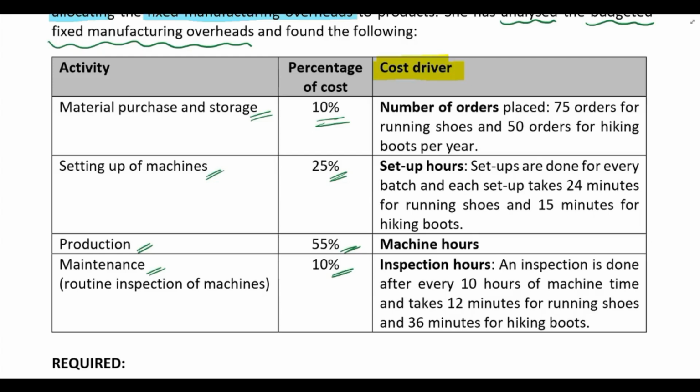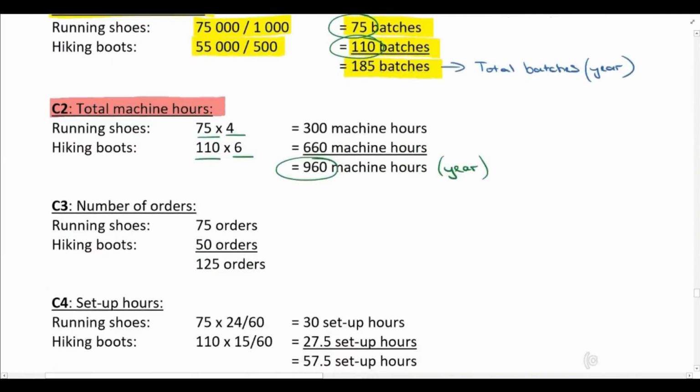And she believes that for material purchase and storage, an appropriate cost driver is the number of orders placed. So she says we have 75 orders for the running shoes and 50 orders for the hiking boots per year. So again, guys, we can already do a calculation over here. We can already calculate the total number of orders. So for the number of orders, 75 orders of running shoes and 50 orders of hiking boots, giving us a total of 125 orders for the year.